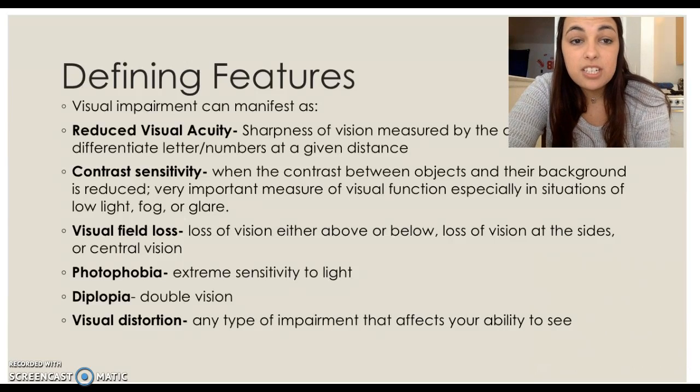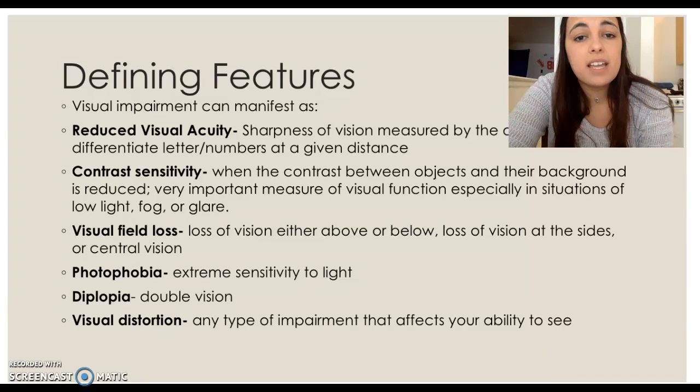Some defining features. Visual impairment can manifest as reduced visual acuity, which is sharpness of vision measured by the ability to differentiate letters and numbers at a given distance. The second one is contrast sensitivity, when the contrast between objects and their background is reduced, a very important measure of visual function, especially in situations of low light, fog, or glare.